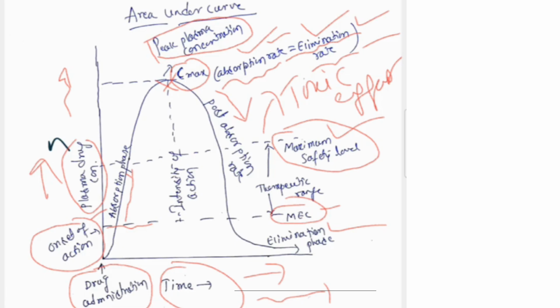Another point we can see, there are 2 points, the minimum effective concentration and the maximum safety level. The range between them we call the therapeutic range. Here the drug is producing continuous action on the body. After that complete elimination occurs. With the help of this graph we can easily analyze when is the onset of action, when will be the maximum therapeutic effect of the drug, when will be the minimum therapeutic effect, when it will reach the Cmax, and when absorption and elimination are equal. All these things are easily understandable by using this curve.